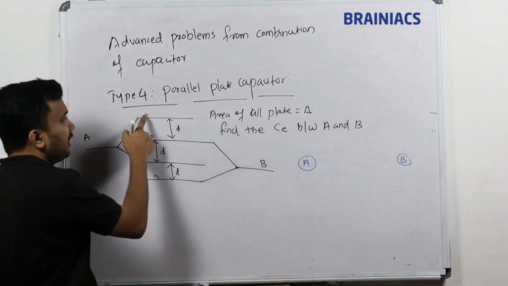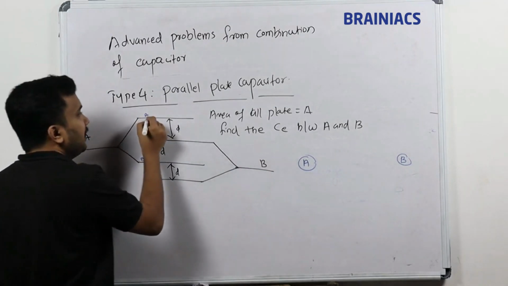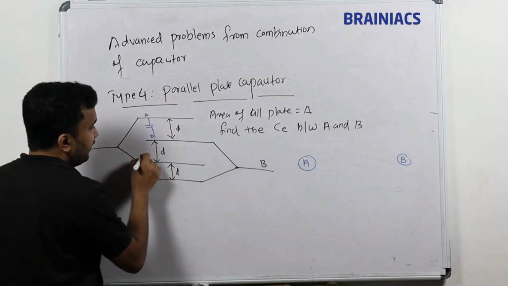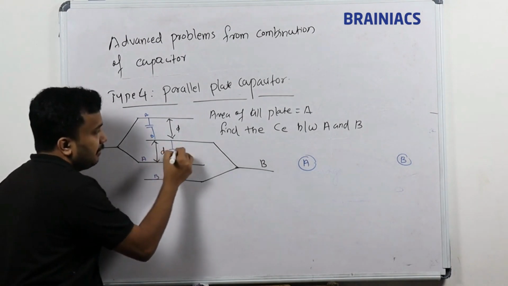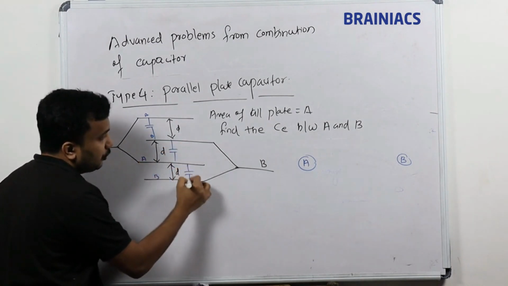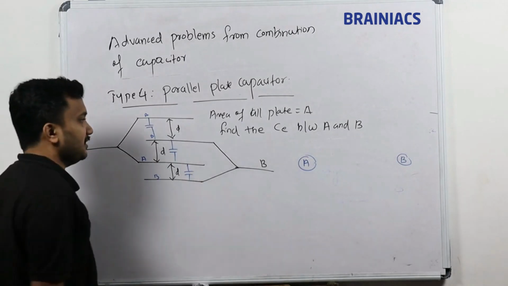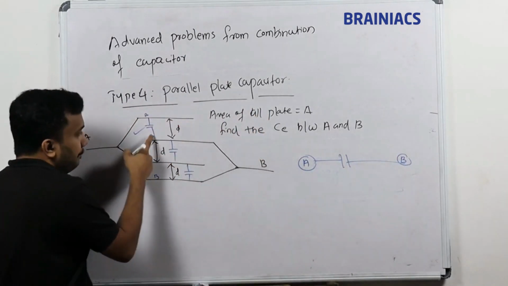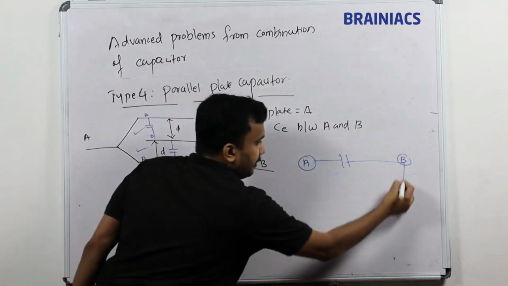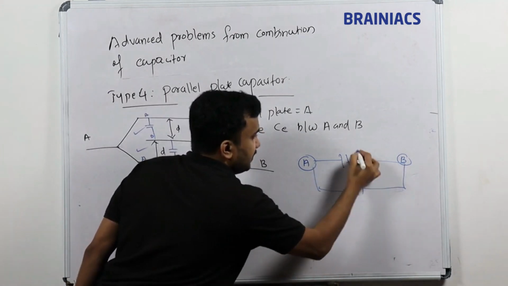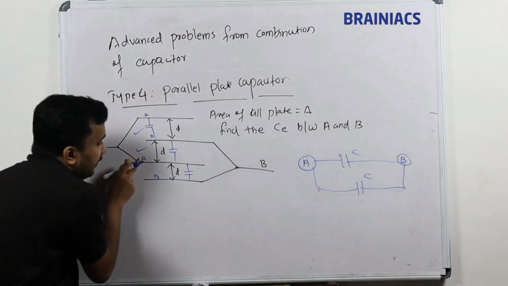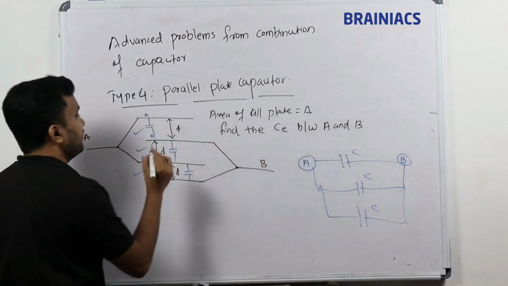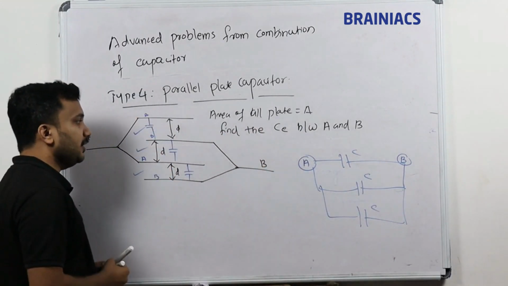You will get one capacitance between A and B. Then B and A, sorry, this is also A, so B and A gives the next capacitance, and between A and B the next capacitance. So totally how many capacitances will be here? Three capacitances. Each capacitance is C. So three capacitors exist between A and B.